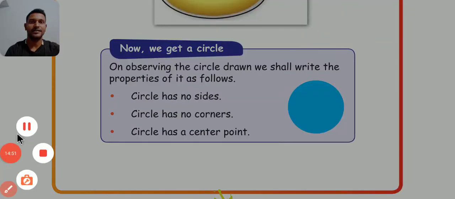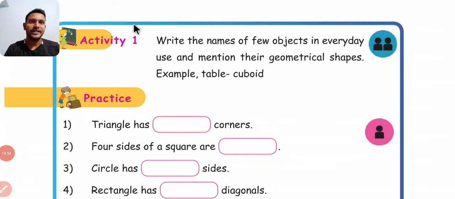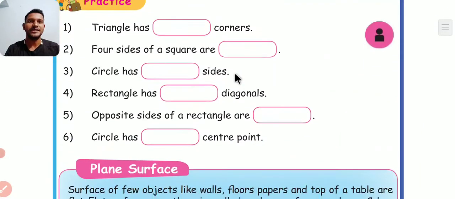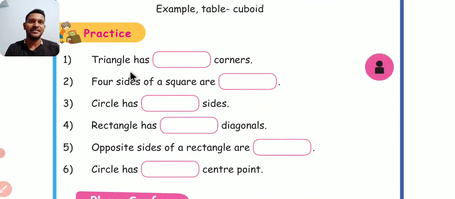Next, here we have one activity. Write the names of few objects in everyday use and mention their geometrical shapes. Example: in our day-to-day life, we have many things, and those things have some geometrical shape. For example, a table. In your home, you have a table. That table is in which shape? Cuboid shape. Like that, you observe some objects and write their geometrical names. That is the first activity. That's all. This one is practice. We have already seen this above.